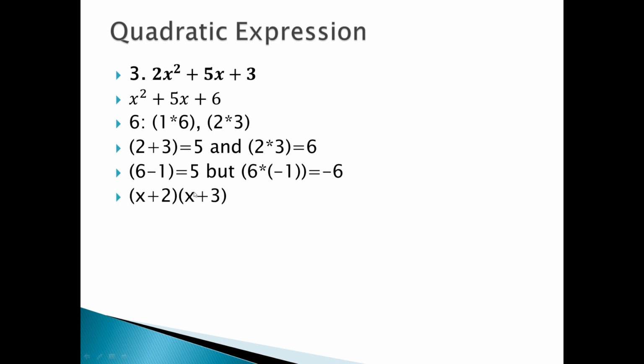So we have here the factors x plus 2 times x plus 3. But since we multiplied the coefficient of x squared a while ago to the constant term, we will divide it this time. So we have x plus 2 over 2 times x plus 3 over 2. Simplifying it, x plus 2 over 2 is the same as x plus 1, and this 2 times x, we get 2x plus 3. So the factors of 2x squared plus 5x plus 3 is x plus 1 times 2x plus 3.